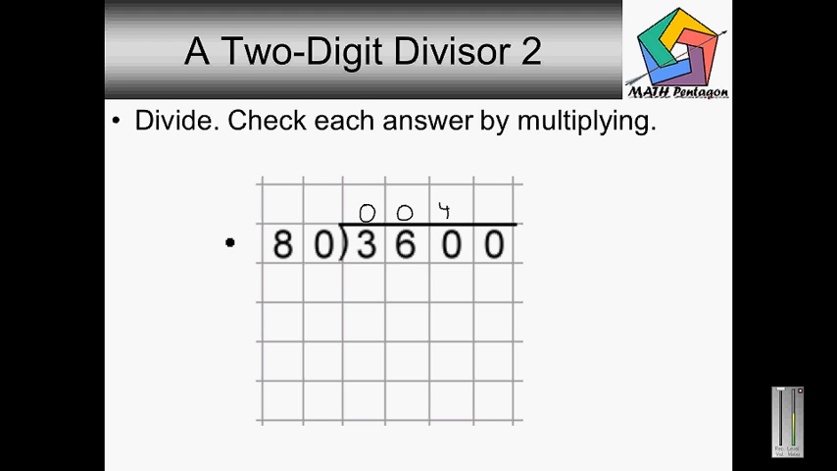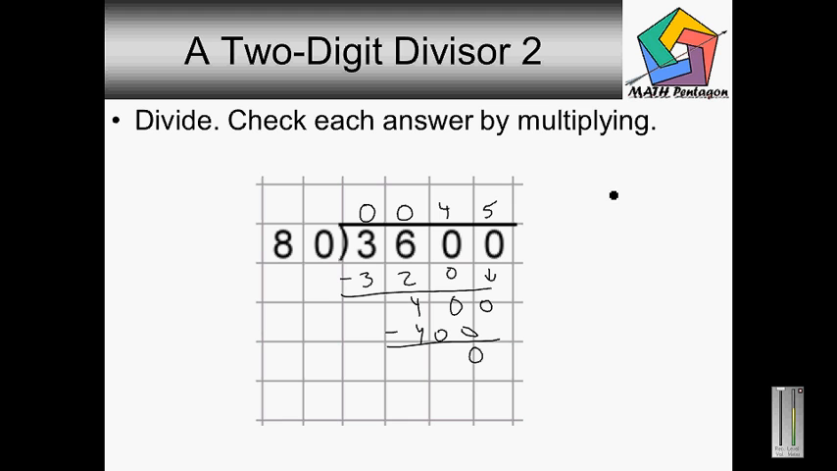80 times 4 is going to give me 320. So 0 minus 0 is 0. 6 minus 2 is going to be 4. Drop down the 0. 80 goes into 400 how many times? 5 times. It goes in evenly. 80 times 5 is 400. So we do 400 minus 400, which is going to give me 0. So the answer would be 45 for this problem.